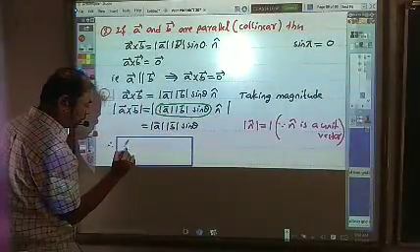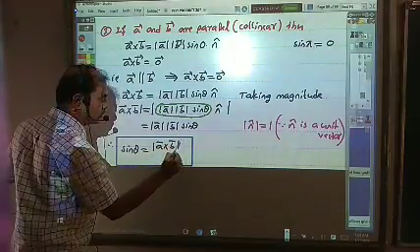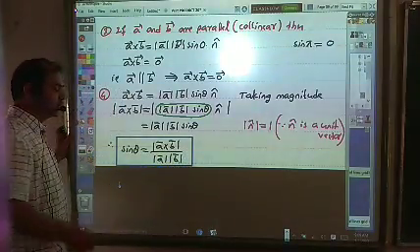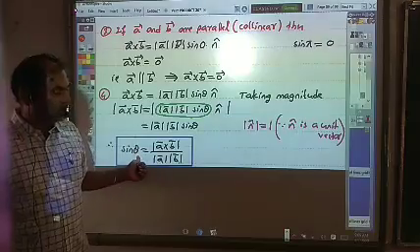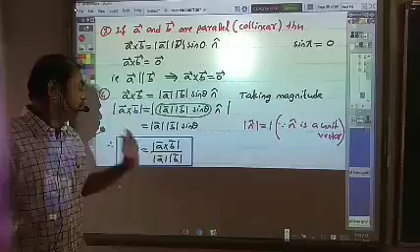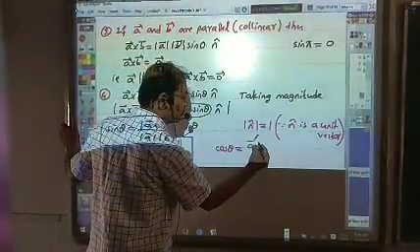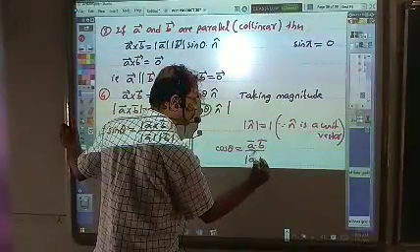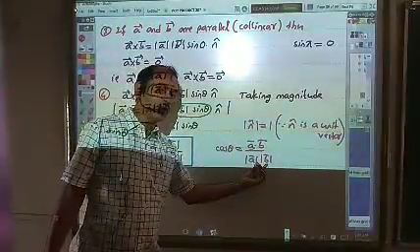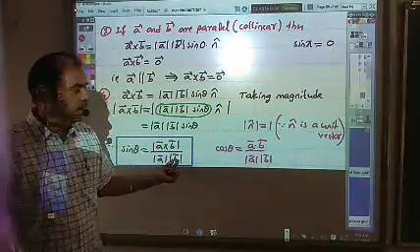Now from this, we get the formula for sin theta. Sin theta equal to magnitude of A cross B divided by magnitude A, magnitude B. So remember the formula for sin theta. If you recall, the definition of cos theta is A dot B by magnitude A, magnitude B, whereas sin theta is magnitude of A cross B by magnitude A, magnitude B.